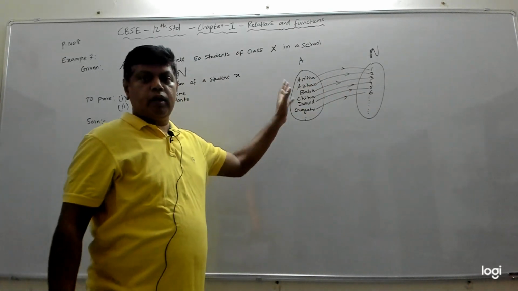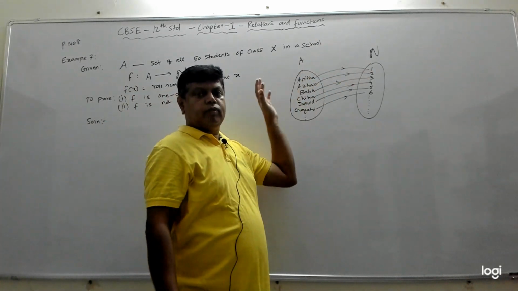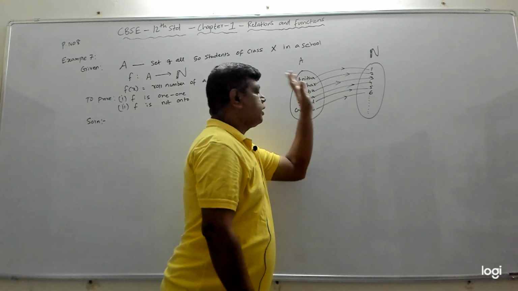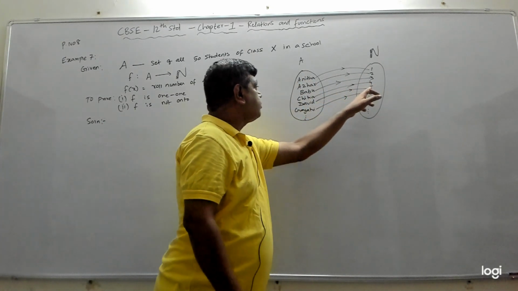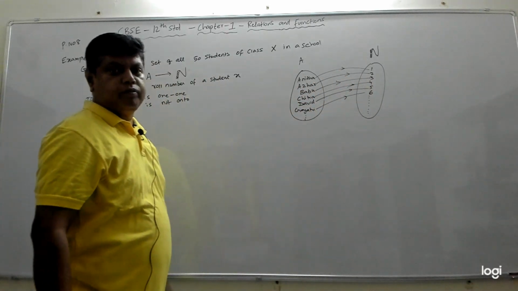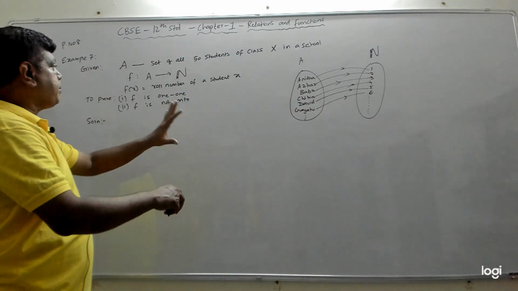Which means we are mapping every student to a number, assigning roll numbers to them. So the roll number of Babu is 3. The roll number of Chitra is 4. The roll number of David is 5. So this is how the mapping is.